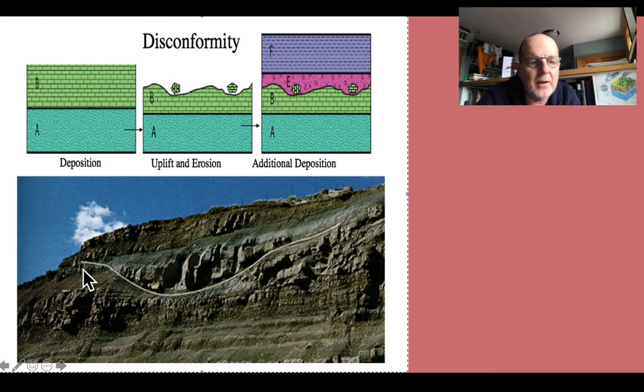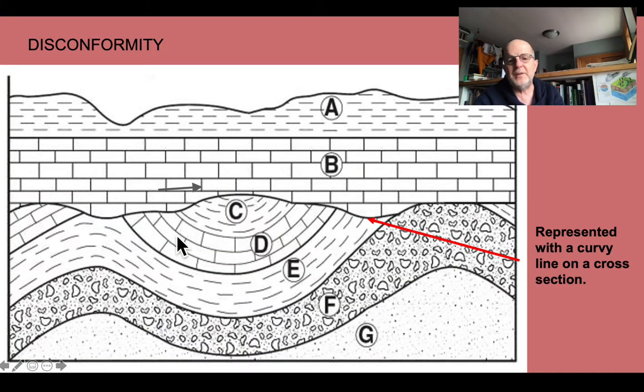Disconformity in a rock. So this would be the disconformity. We had this deposition of A and B. We had erosion along the surface. And then we had additional deposition at E and F above it. A disconformity here is represented with a curvy line on a cross section. And this diagram is called a cross section, right?